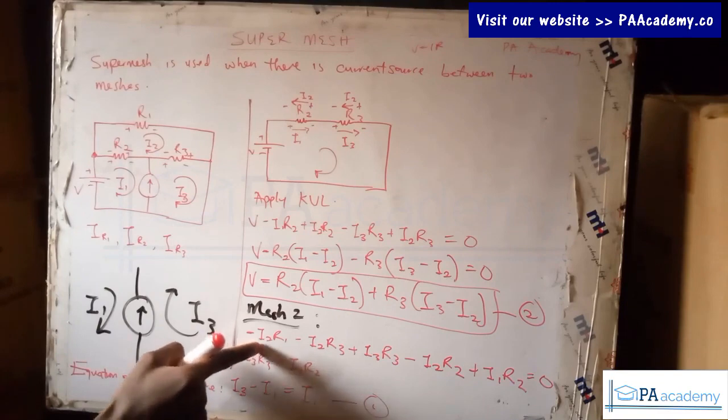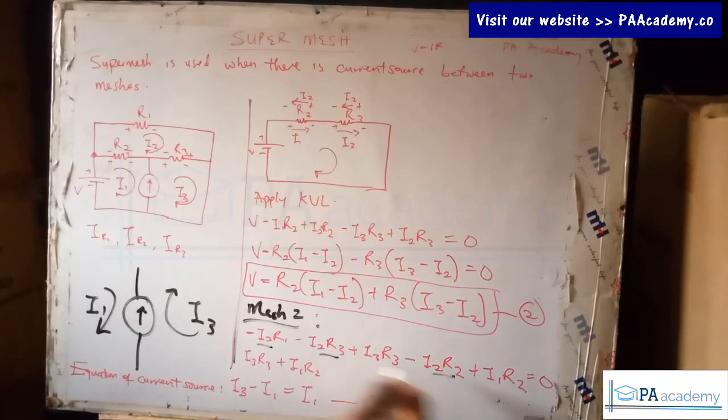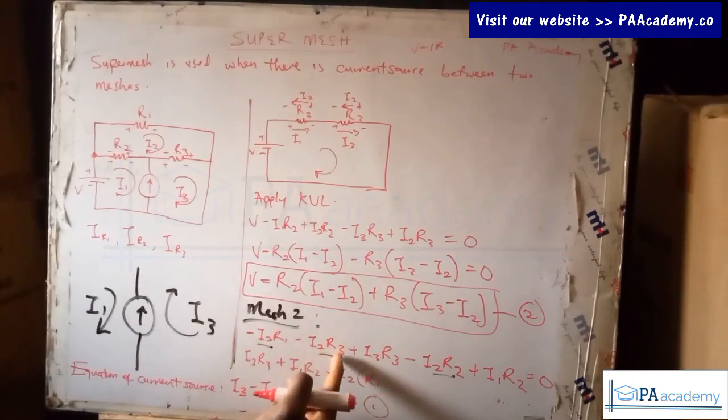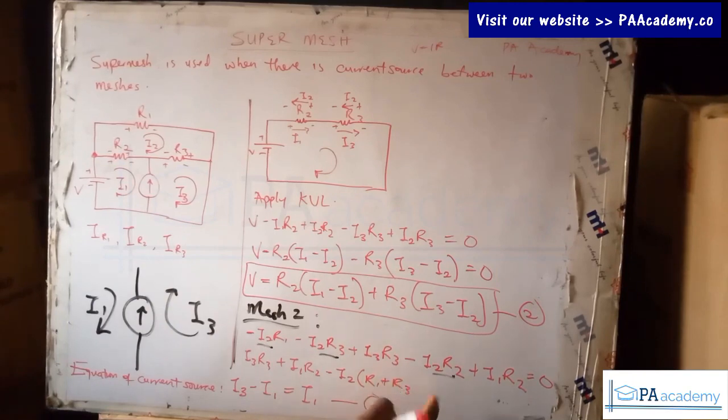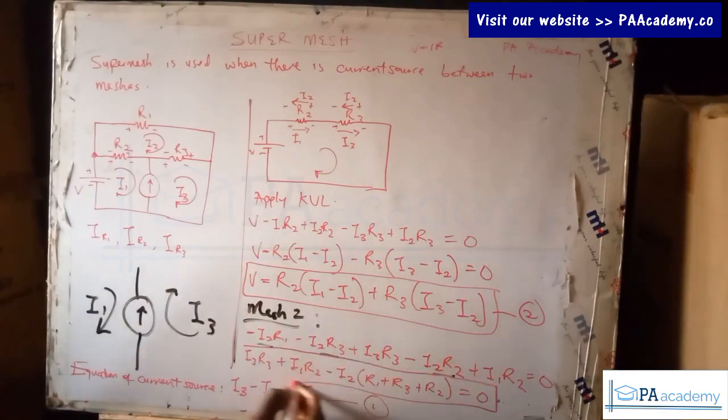Now if you look at this that we have here, let me underline it. This and this, you see that they have one thing in common. That is minus I2. So I can bring that outside and have minus I2 into brackets R1, that is for this, minus I2, we have R3 here. So we are going to have plus R3, and then for this we also have minus I2. So we are going to have plus R2, all equals 0. Now, what we have here is our equation 3.